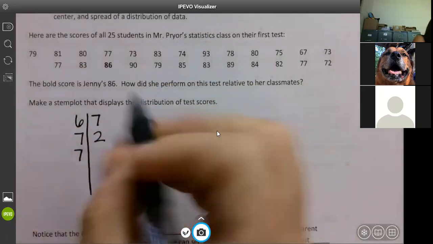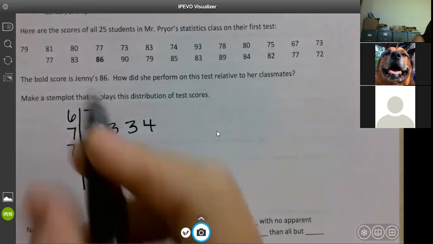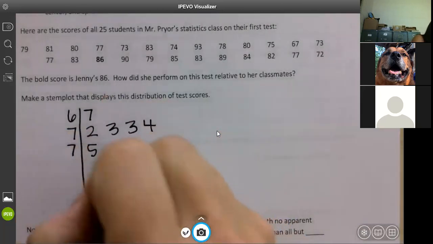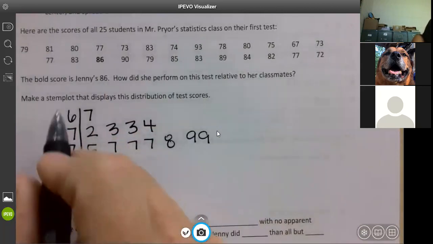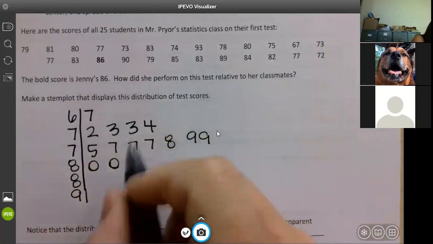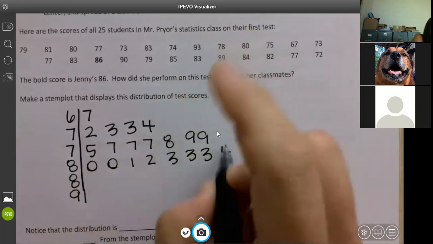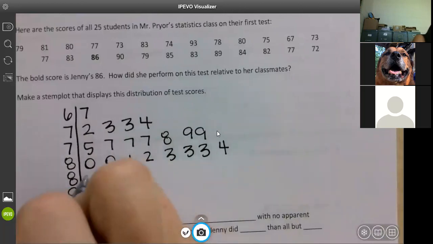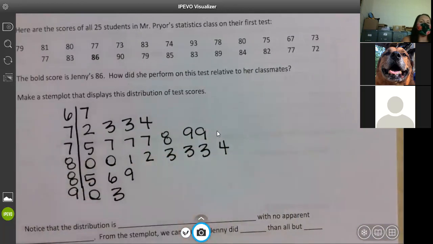So we have a 72, 2 73s, and a 74. We have a 75, 3 7s, an 8, and 2 9s. We have 2 80s, an 81, 82, 3 83s, and an 84, 85, 86, 89, a 90, and a 93. We don't have to make a second 9 because it doesn't go any higher than that.